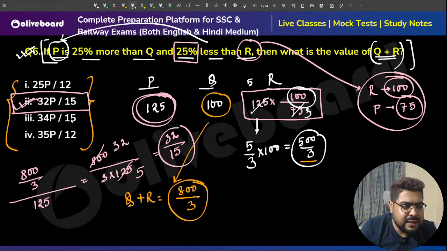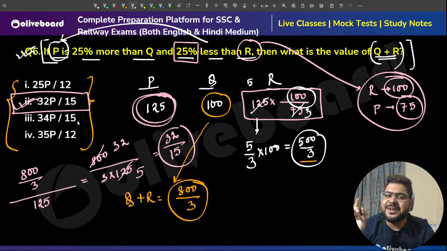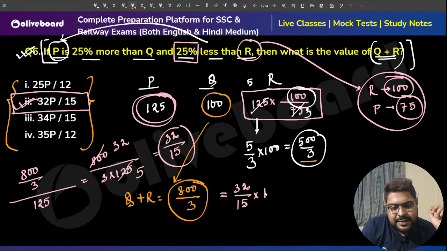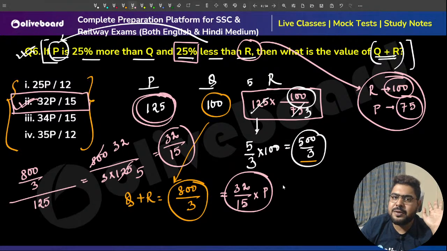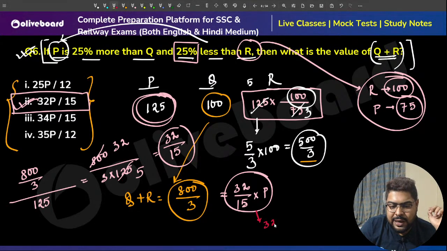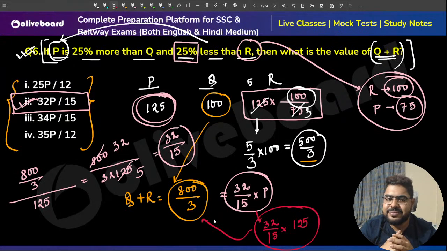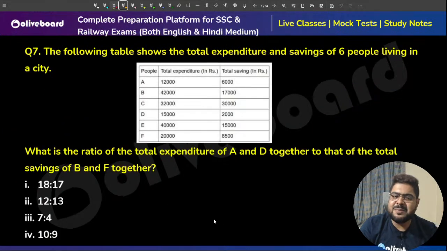So this option number 2 is your correct answer. Again, you see Q plus R is equal to 32 by 15 times P, sir. You can figure it out. If you want to check, you can also verify using 32 by 15 into P, meaning 125. You will get 800 by 3. That is another way of checking by options. Clear, sir? Clear, sir?